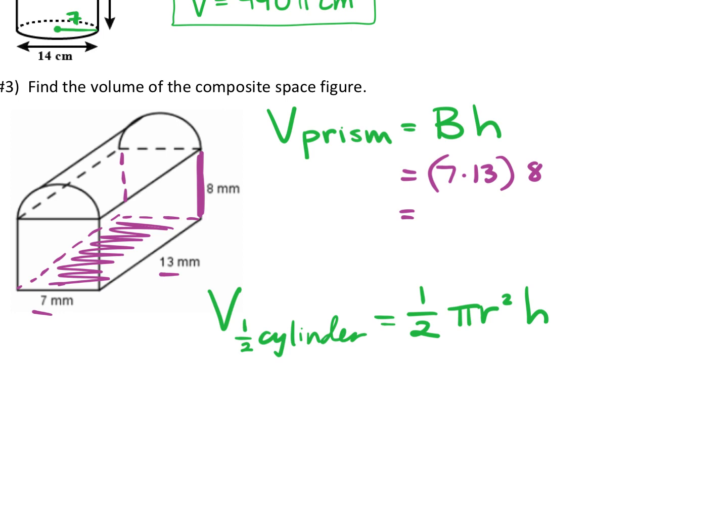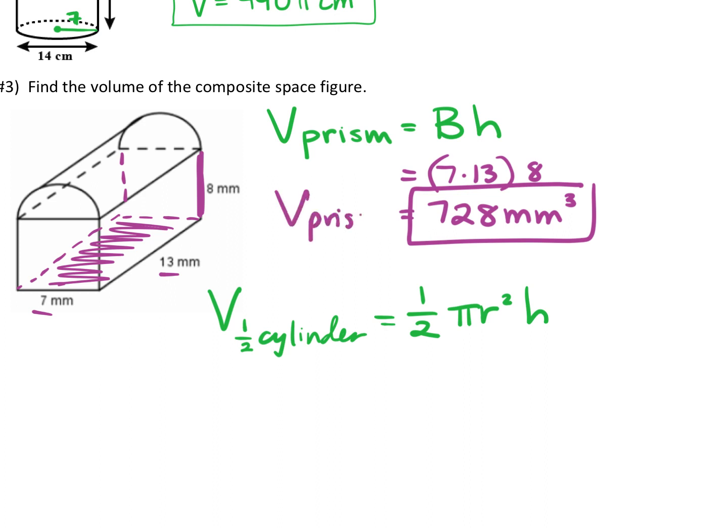In a rectangular prism, 7 times 13 times 8 is 728. Dang. And that would be millimeters cubed. Okay, so that's the volume of the prism. But now we need the half cylinder.